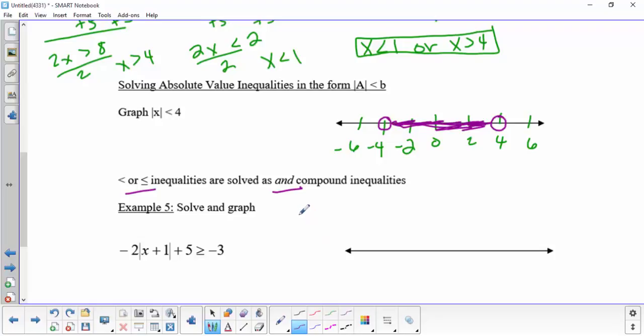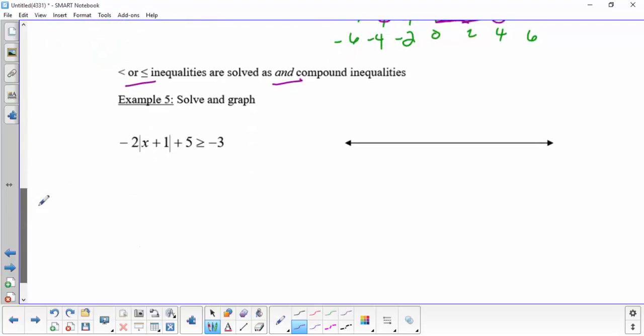which means that less than or equal to inequalities are solved as and compound inequalities, which means that the only solutions are the solutions that make both pieces of the inequality true. So let's take a look at this example. My first step, I'm going to subtract 5 from both sides because I have to isolate the absolute value.